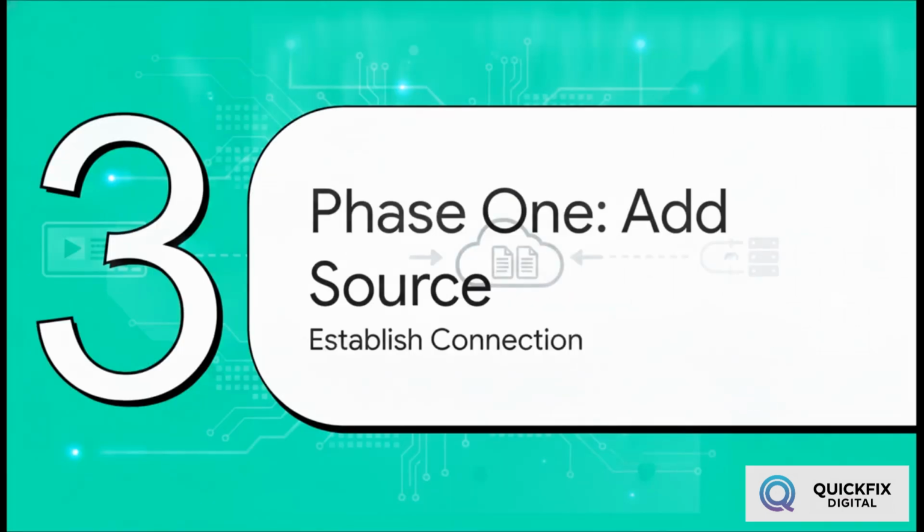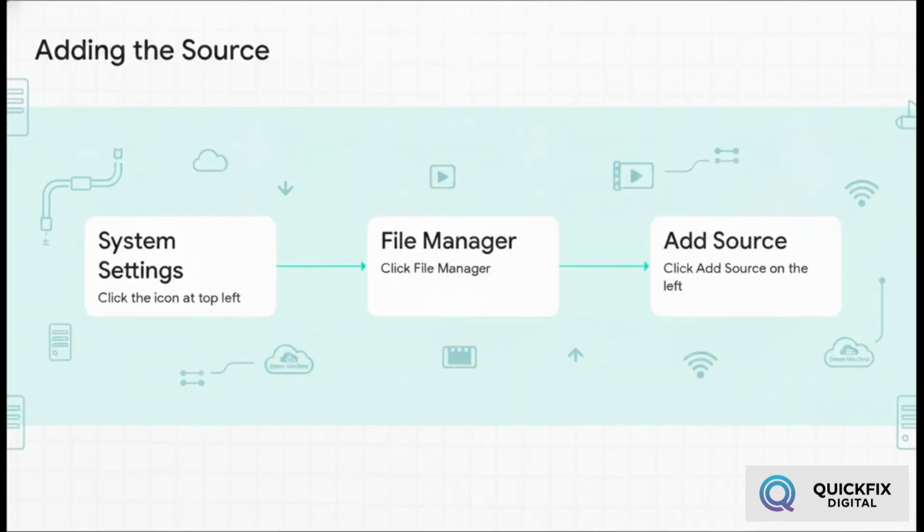All right, let's get our hands dirty. Section 3, Phase 1, Add Source, Establishing the Connection. Let's walk through those first 3 navigational steps within the Kodi interface. Starting from your main home screen, step 1 is to look up to the top left and click that System Settings icon, the one that usually looks like a little gear. Step 2, you're going to scroll down and click on File Manager. Once you're inside the File Manager, step 3 is to look over on the left side of the screen and double-click on Add Source. This is exactly what prepares Kodi to accept a brand new remote directory.